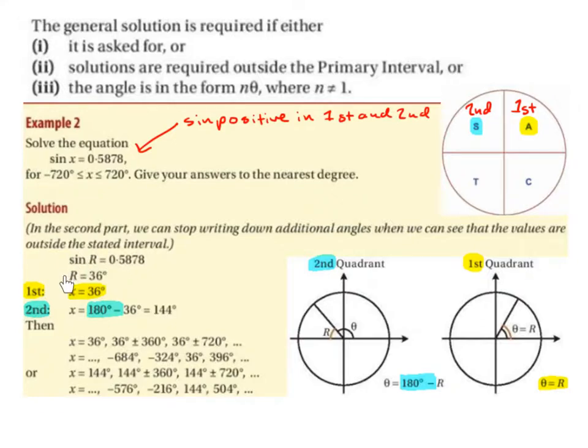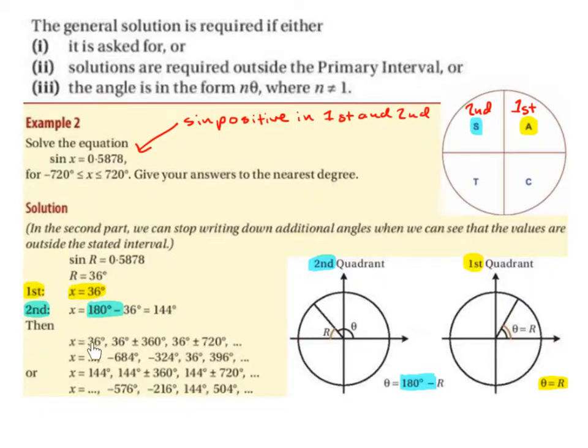36 degrees. So the reference angle is 36 degrees. So in the first quadrant, the angle itself is equal to the reference angle. So in the first quadrant, x is 36 degrees. And in the second quadrant, it's going to be 180 degrees minus the reference angle. So in the second quadrant, 180 degrees take away 36 degrees is 144 degrees.